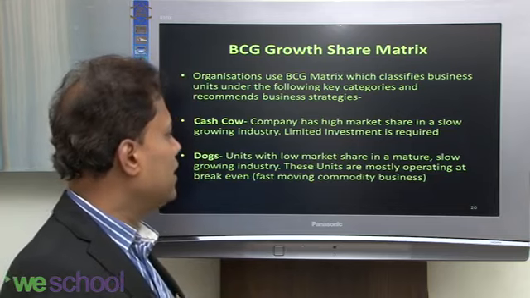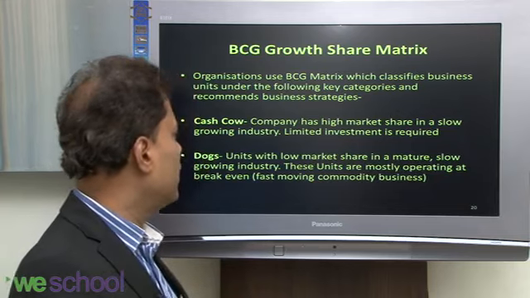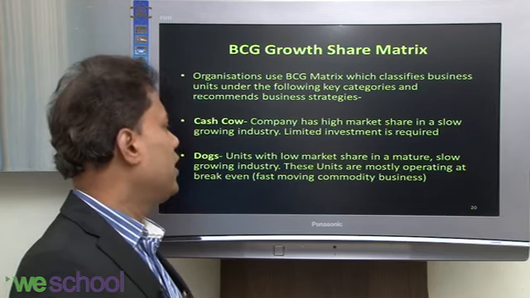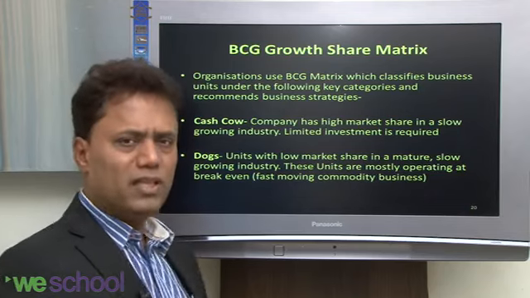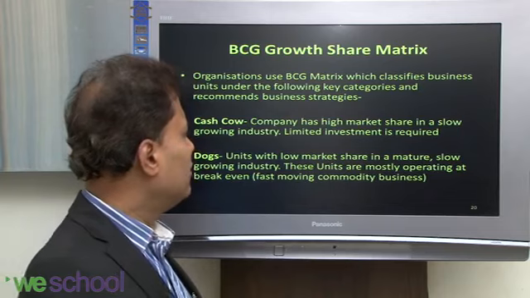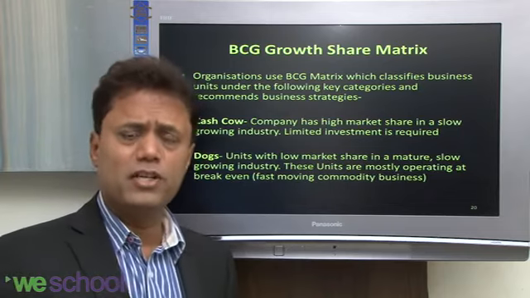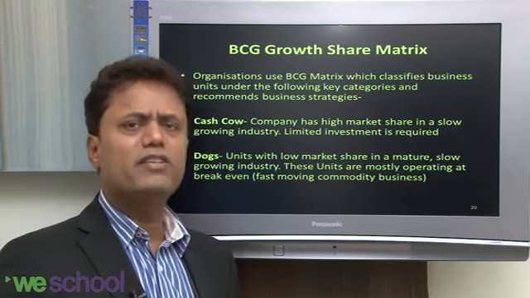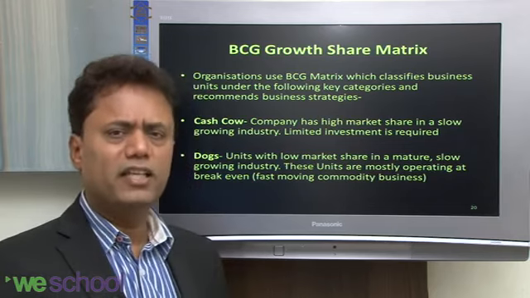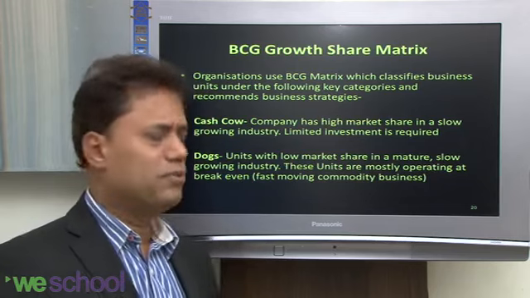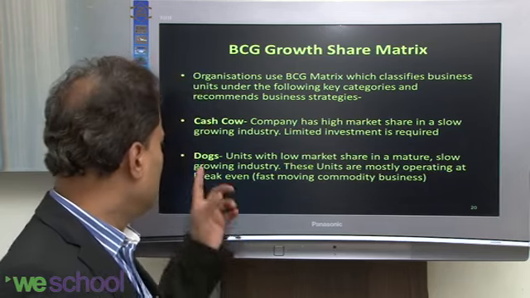Cash cow is a company that has high market share in a slow growing market. Limited investment is required. There is no investment because the market share is high already. You're already having 50-60% market share, and the market is growing very slowly, but you are extracting huge profits and revenues from that market, which is a great show.